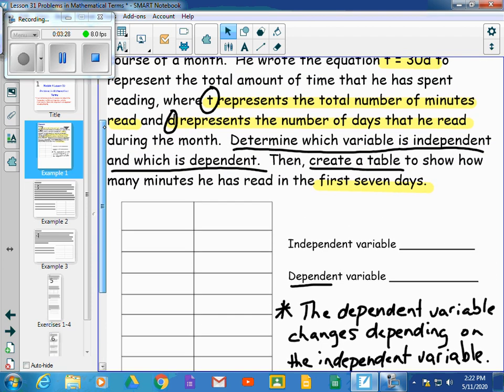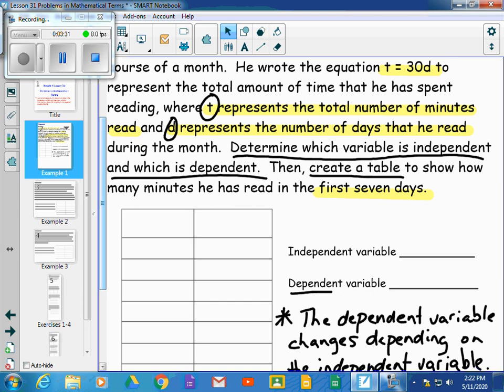So when looking at our variables, time read and days read, which one is going to depend on the other? Is the time that he reads going to depend on how many days that he reads? Or is it the other way around? Is the number of days that he reads going to depend on how many minutes that he reads? The time that he reads is going to depend on how many days that he reads. So time is going to be the dependent variable.